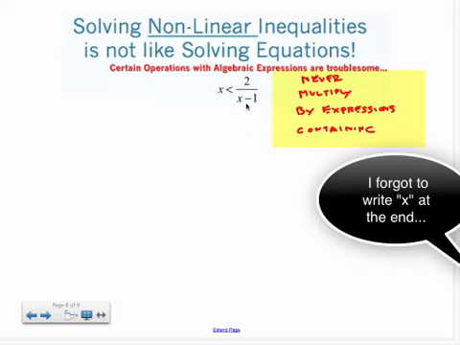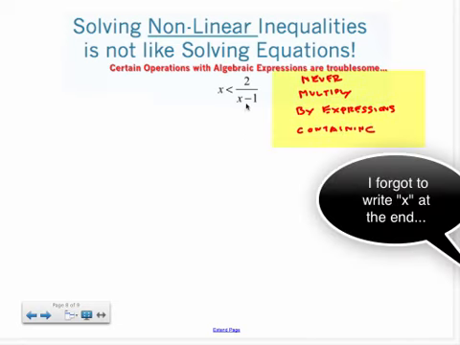Okay, we do kind of a similar idea to what I taught you with equations, which is to get one big messy fraction on one side and 0 on the other side. So if I do that, I have 0 is less than 2 over x minus 1 minus x. I forgot to put the x over there, didn't I? Get one fraction. So this needs a denominator of x minus 1. So I multiply top and bottom of that fraction by x minus 1. And I have a denominator.